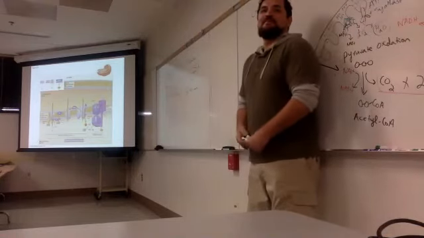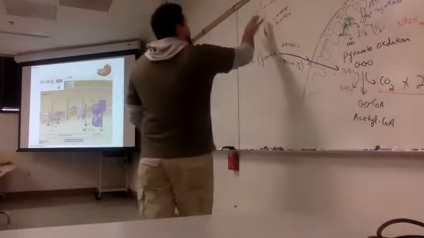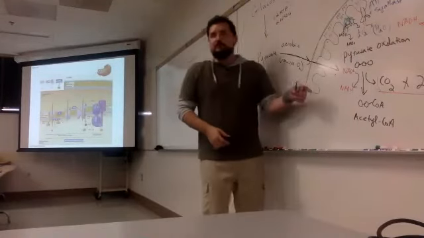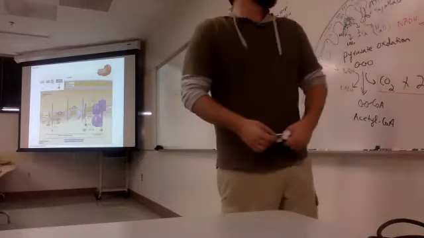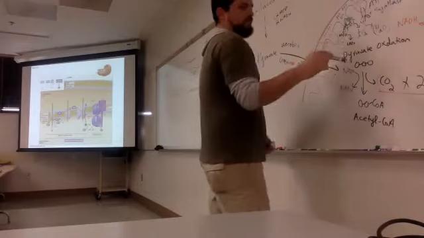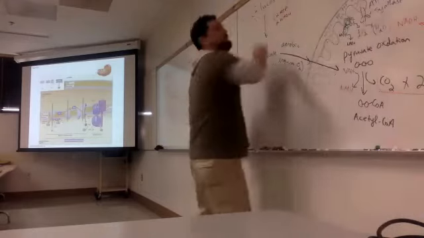So from NADH, we get 32 ATP. So from a molecule of glucose, if you go this way aerobically, you can get up to 36 ATP, because you got 32 here, you got 2 there, and you got 2 there.